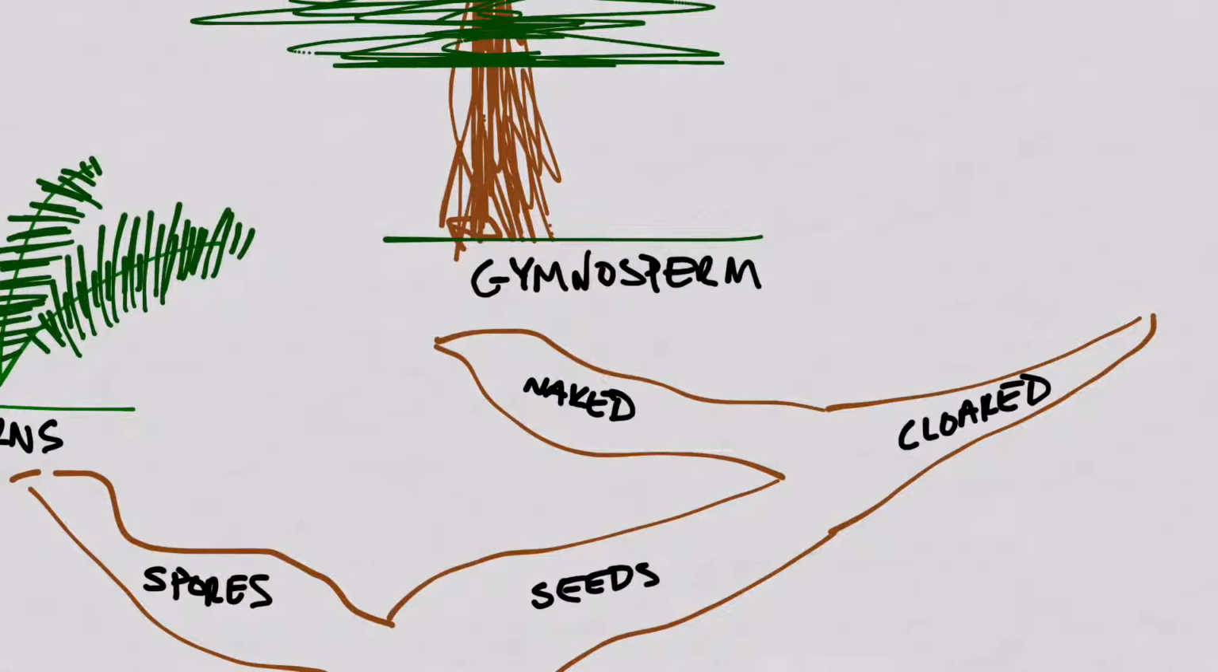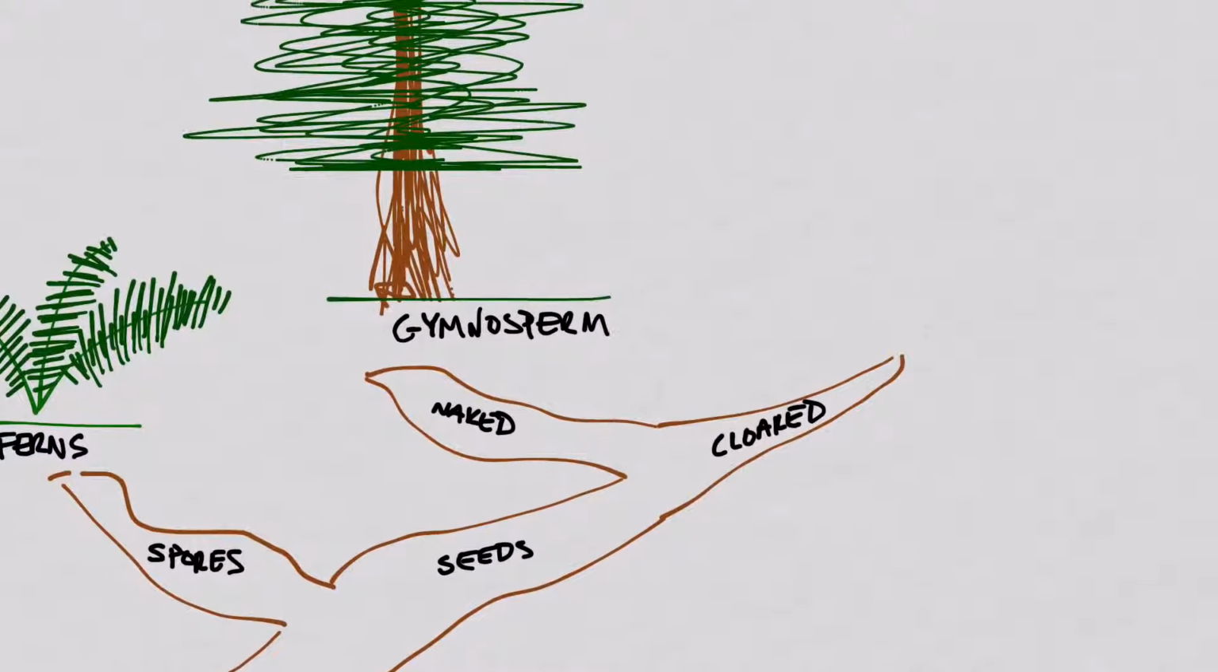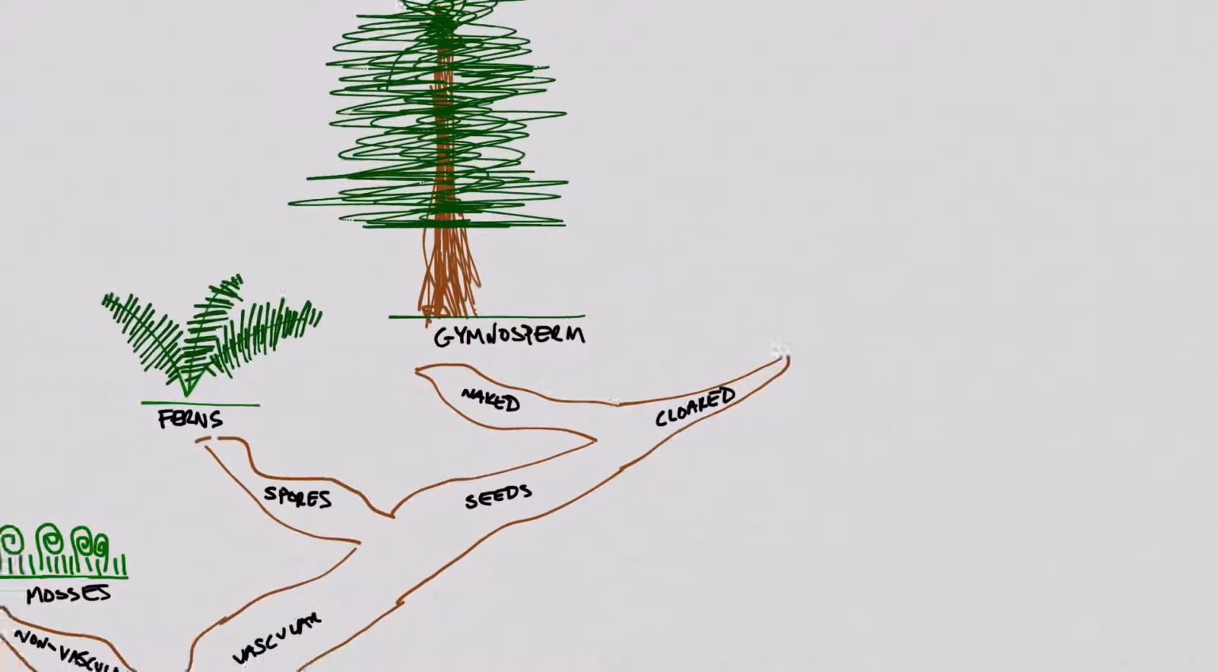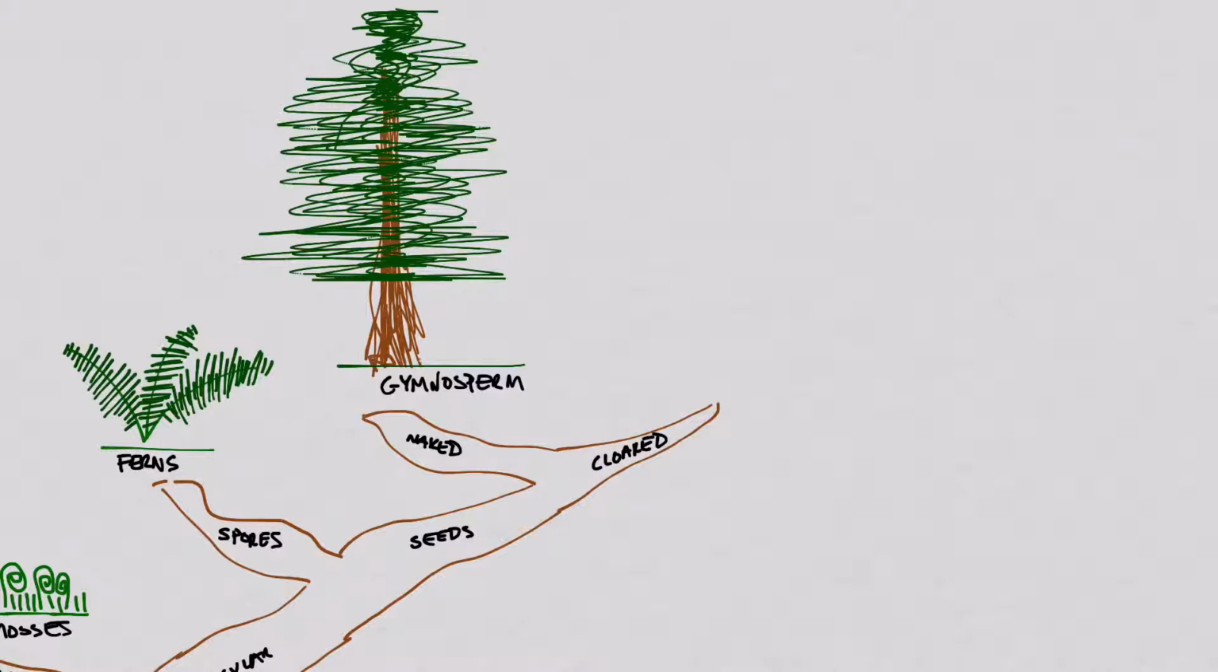And you'll notice that gymnosperm has the word gym in it, and gym means naked, and gyms were called gymnasiums because it used to be that everyone worked out naked. We don't do that anymore, but we still call them gyms.